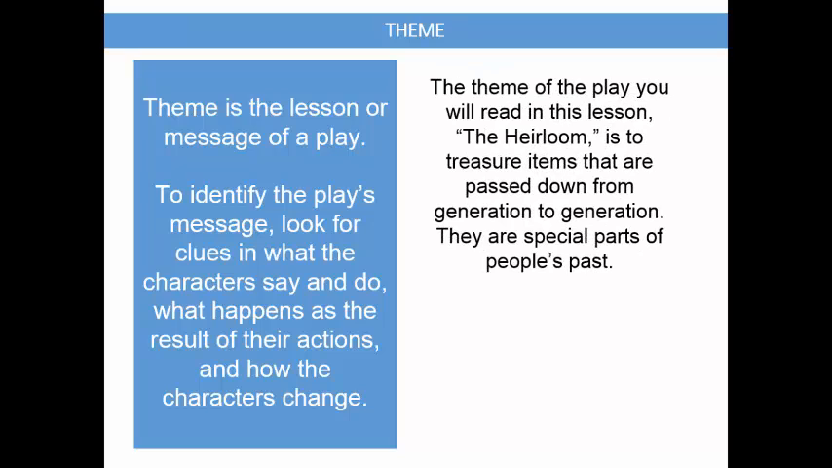The theme of the play you'll read in this lesson, The Heirloom, is to treasure items that are passed down from generation to generation because they're special parts of people's past.